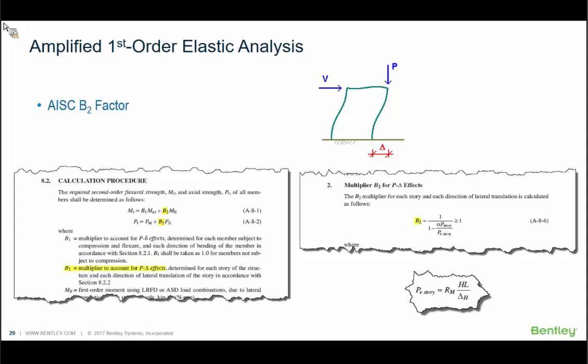To account for large P-delta, the AISC B2 factor is an example of an amplified first-order analysis. In this approach, an amplifier B2 is calculated as a function of the loads on the entire structure, the amount of deflection the story would experience for a given lateral force, and the story height. The sway portion of the moments obtained from that first-order analysis are then amplified by this B2 factor.